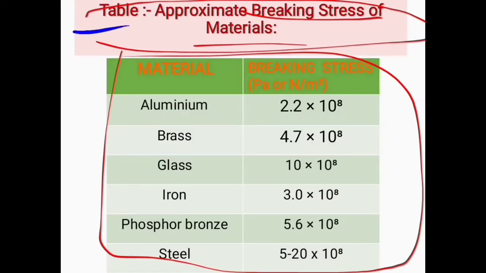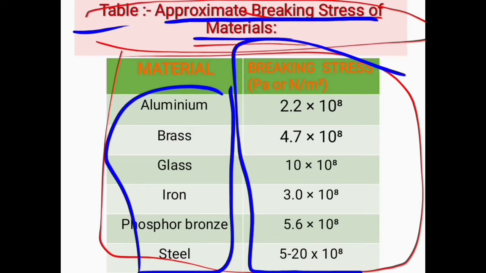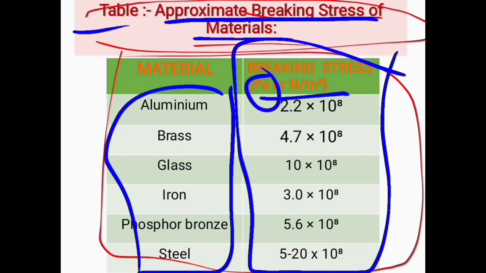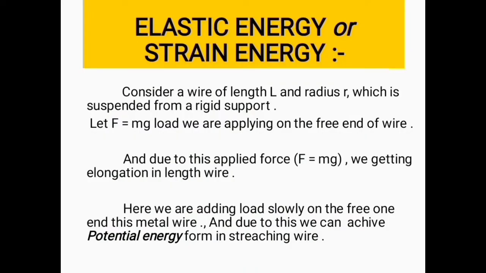Guys, from this table, we can see the approximate breaking stress of a material, for materials like aluminum, brass, glass, iron, etc. And in this column, I have mentioned the corresponding breaking stress for that material. Our breaking stress has the unit Newton per meter square, because we know that the unit of stress is Newton per meter square or Pascal. Okay. Now we are going to the next point, and that point is elastic energy or strain energy.